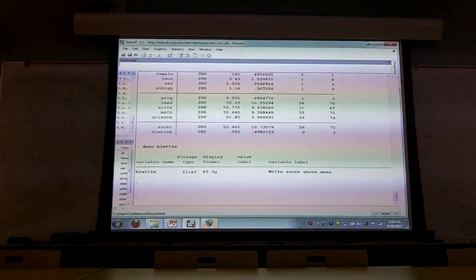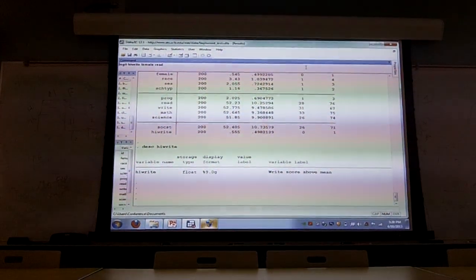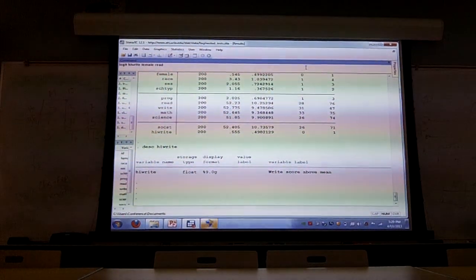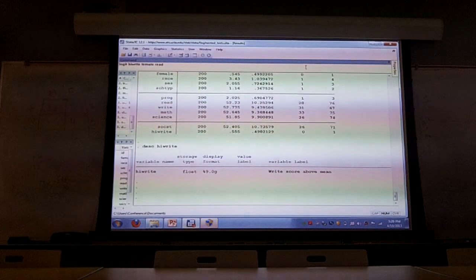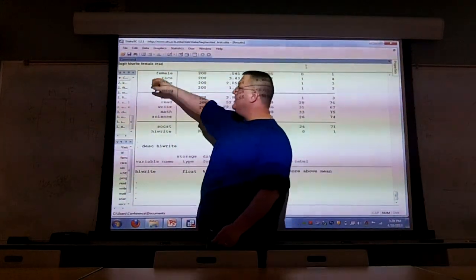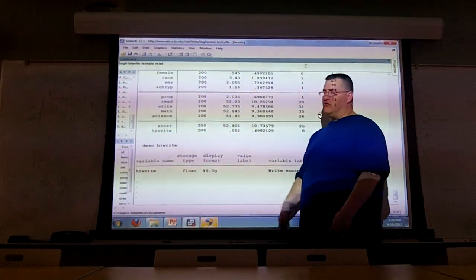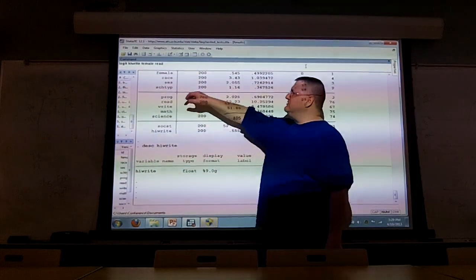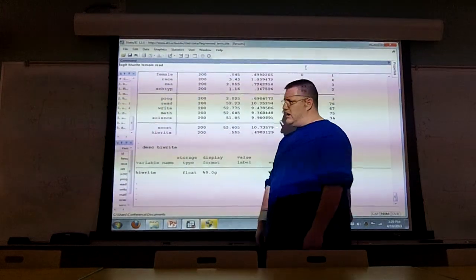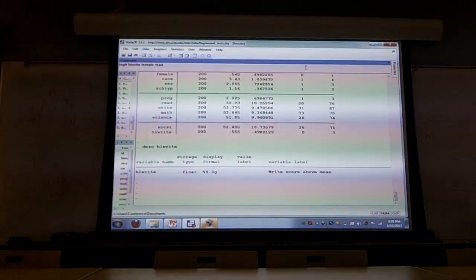So what we're looking at here is a variable called high write. This is a categorization of whether or not their writing score was above the average. What I'm interested in is what predicts whether or not somebody has above average writing skills. I'm going to use sex and a reading score to try and predict whether or not they have an above average writing score.